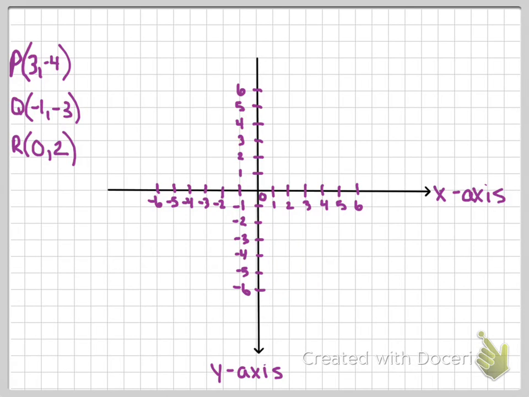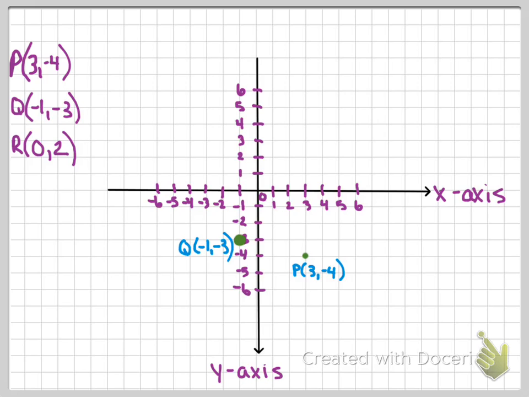All right, so let's plot the first point. 3, -4. So I'm going to go right 3 and then up or down 4? Down 4. Okay? So right 3, down 4, and make sure you label the point. P, 3, -4. All right, now for the next one, Q, -1, -3. Now you're going to go left 1, down 3, and plot the point. And then make sure that you have the Q there.